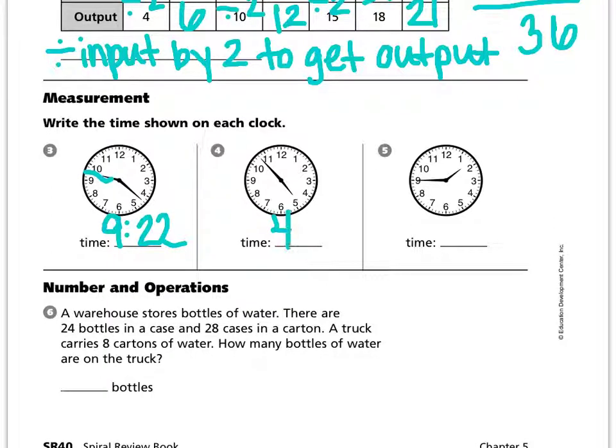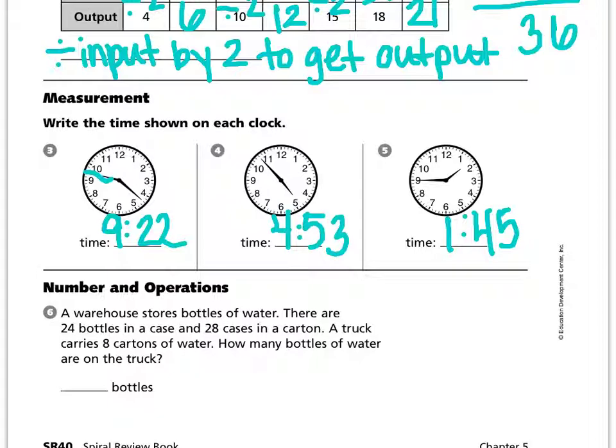The hour hand this time is almost to the 5, but not quite yet. It's on the 4. And then the minute hand is between the 10 and the 11, so between 50 and 55. And it's on the third tick, so it's 53. The hour hand this time is between the 1 and the 2. It's going to be 1 o'clock, and it's right on the 9, and I know that's 45 minutes.